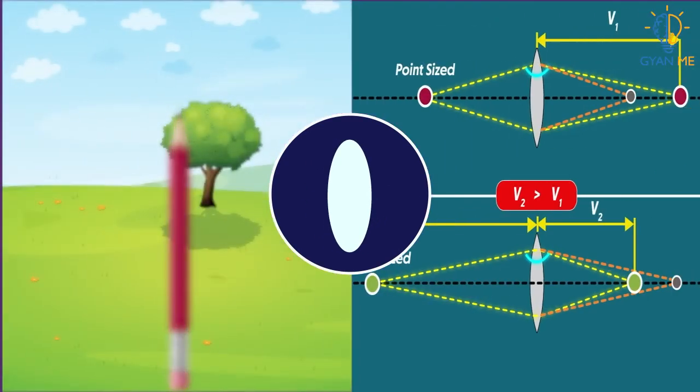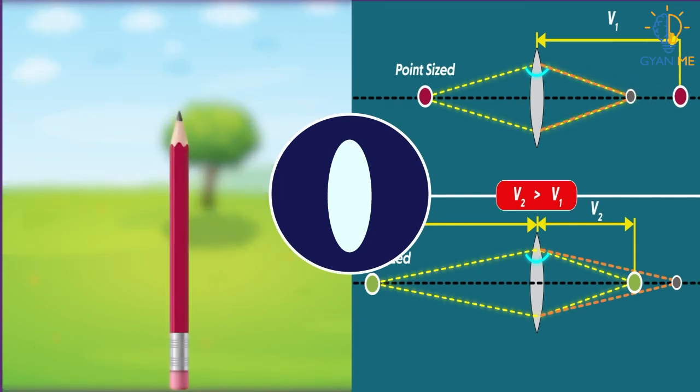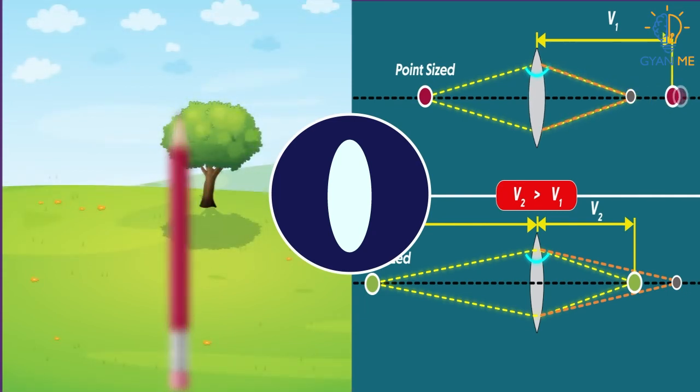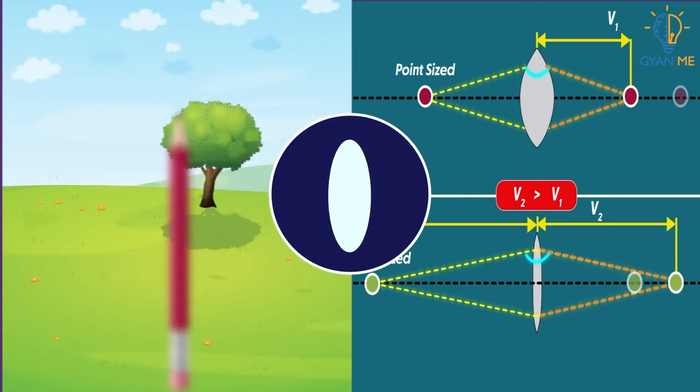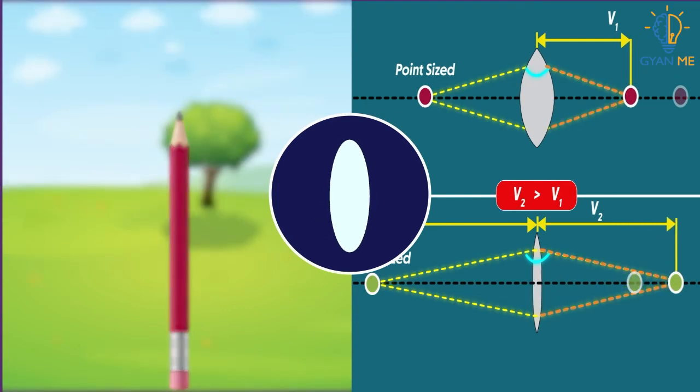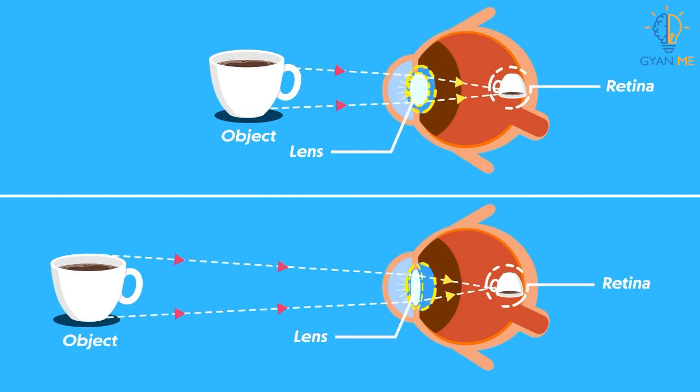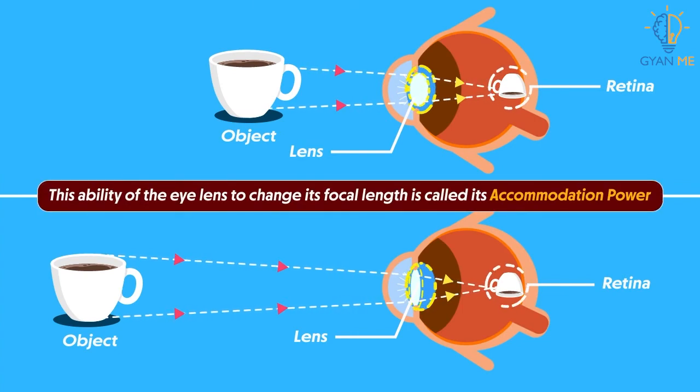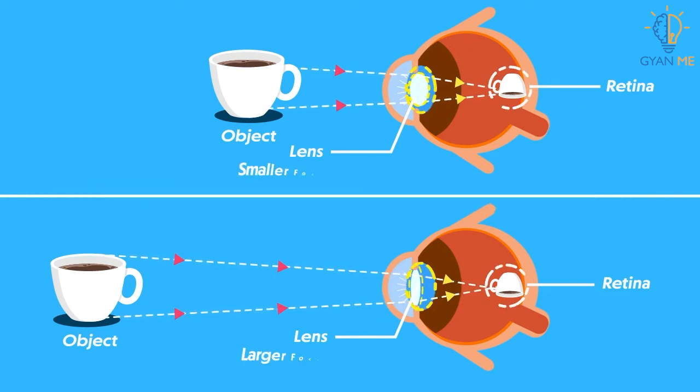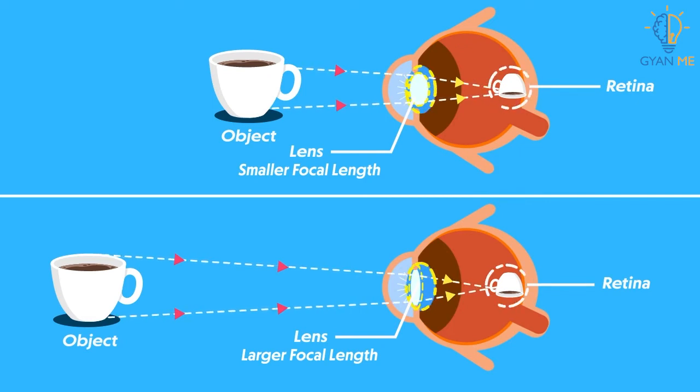If the lens has to form a clear image of the object on the retina, the only option is to increase or decrease its thickness, or adjust the focal length as per the distance of the object. Thus, this ability of the eye lens to change its focal length as per the object distance is called its accommodation power. The name itself says it, isn't it? It changes its focal length to accommodate the object and make it fall exactly on the retina.